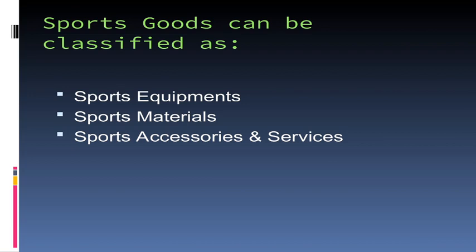The second category is sports materials, which are very essential for our day-to-day usage. For example, any kind of ball, a cricket ball, or stumps, or whatever it is. As and when we use them, they get destroyed, and we need to replace them immediately. These are things which we require very frequently, and without these materials we cannot play any game.